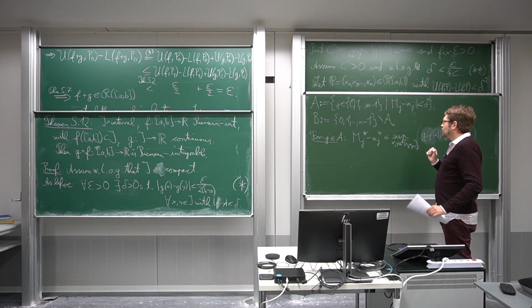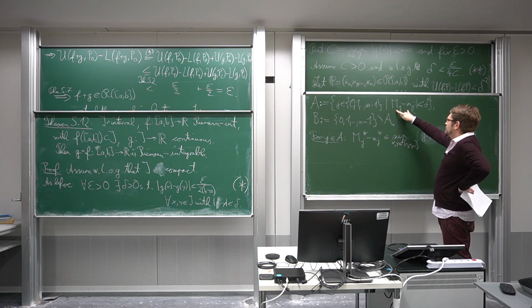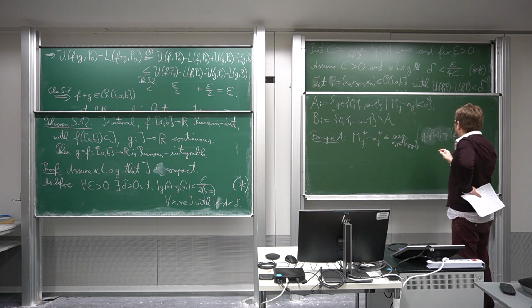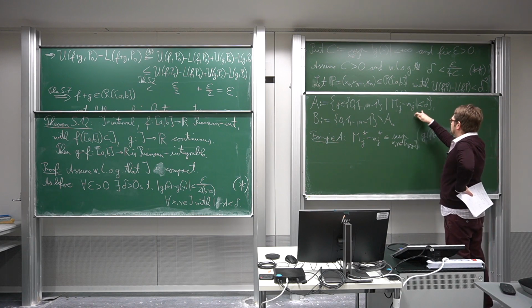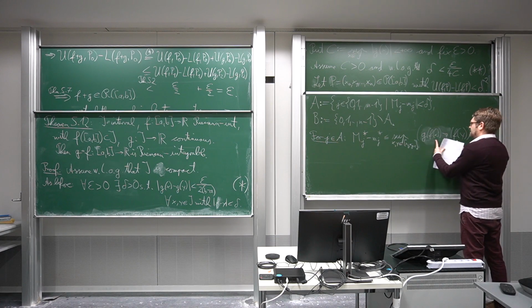Sorry, I just said something wrong. Here we saw that by construction of A, the difference of the supremum and the infimum is smaller than delta. But this means that any two values of f in this interval, the difference of them is smaller than delta. So f of x minus f of y, these two points are delta-close to each other. Their difference here is smaller than delta.